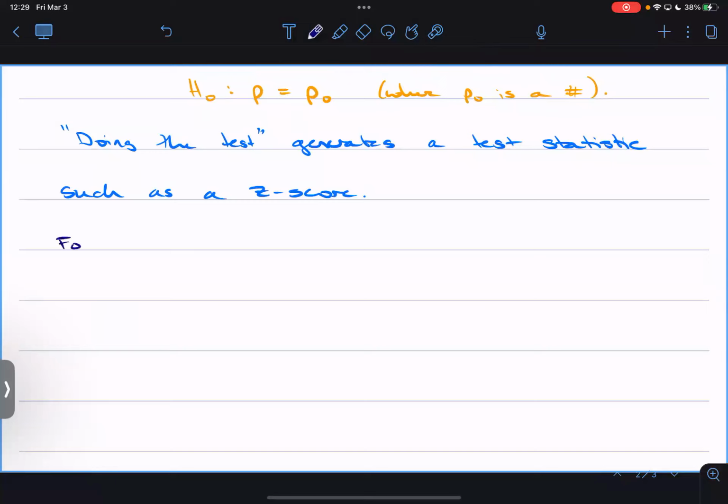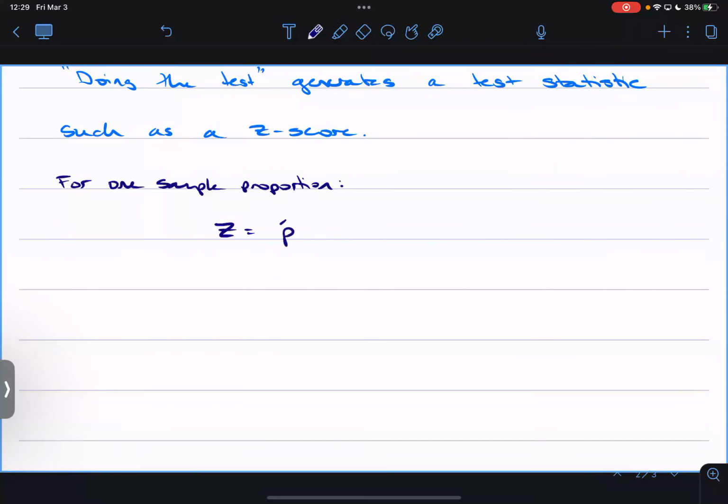If I want to know how far P hat is from some hypothesized proportion, then I need the standard error of P hat. And I'm not using the formula that we used earlier, yesterday, on purpose, because it's going to change just a little bit. I'm going to move on to the next step so that we can see it all, and then I'll fill it in, okay?